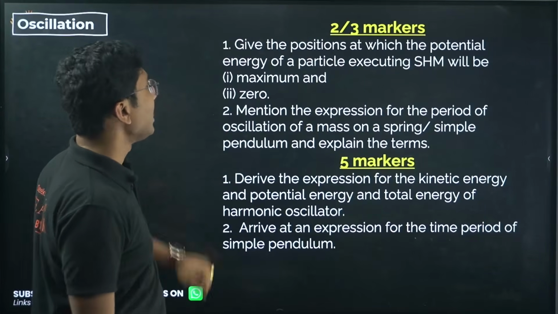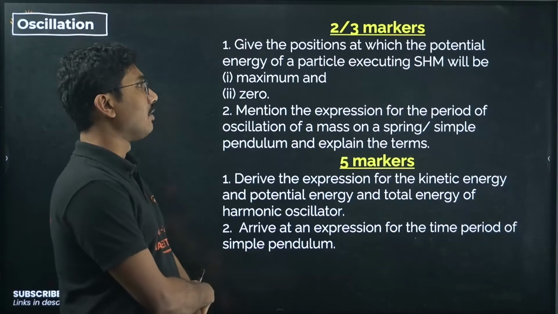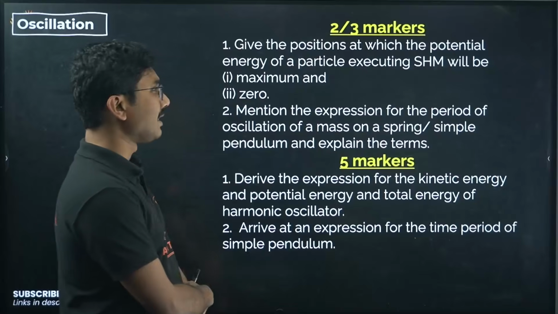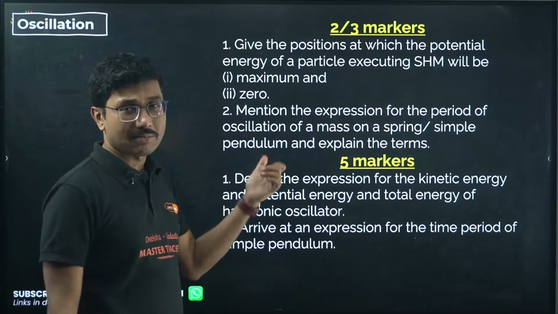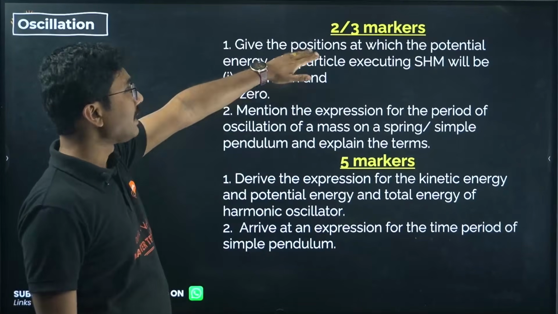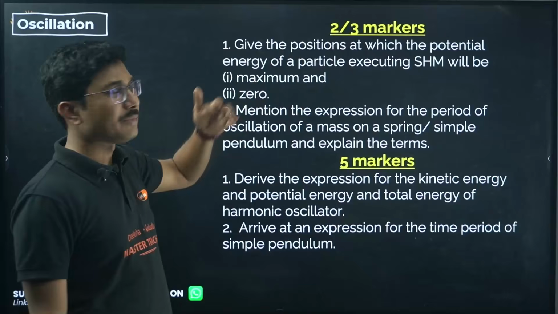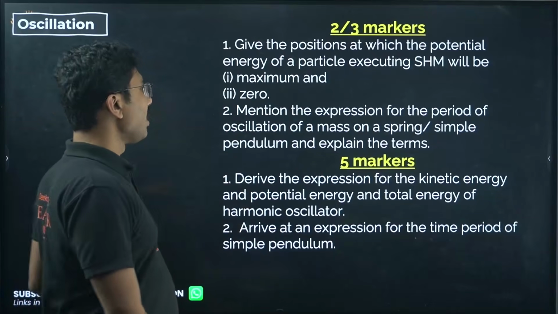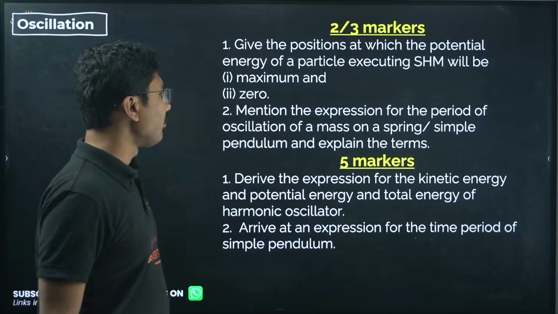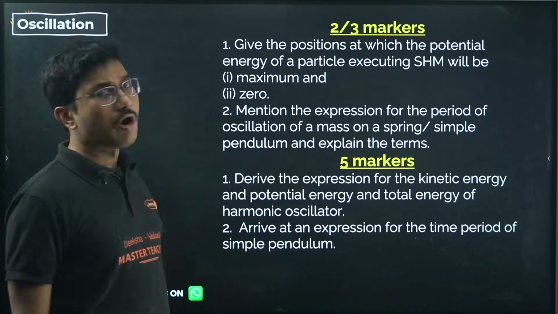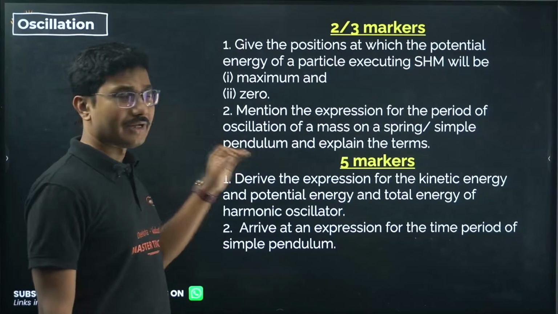Next is oscillation. Give the position at which the potential energy of a particle executing SHM will be maximum or zero. Now I am giving you potential energy, it can be asked for kinetic energy as well. Mention the expression for period of oscillation of mass on a spring or simple pendulum. Both are very, very important.